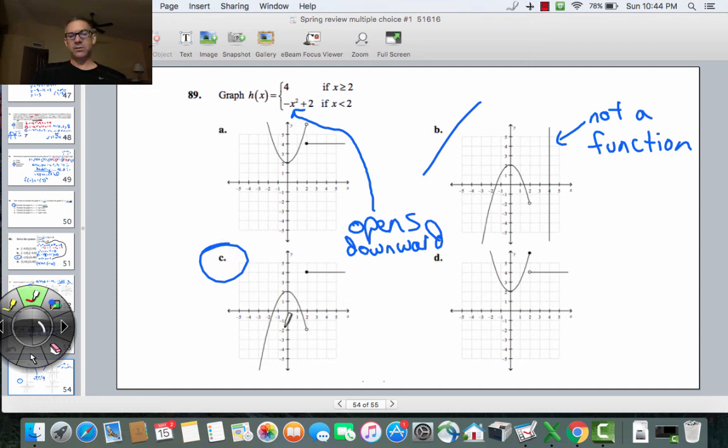So use that kind of knowledge to help you out, because otherwise you're going to be plugging in a bunch of points, and that does work. Definitely can plug in some points. Like if we plugged in 0, then we know that that's 2. And if we plugged in a 1, then we know that that would be negative 1 plus 2, so that would be 1. So we'd be right at that point. So you can plug in some points to verify.